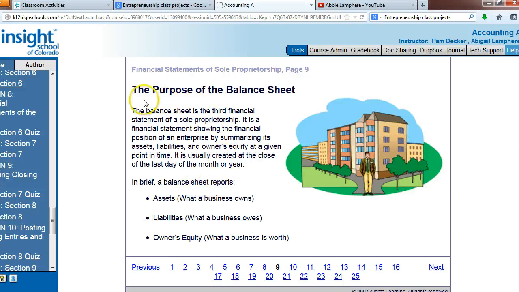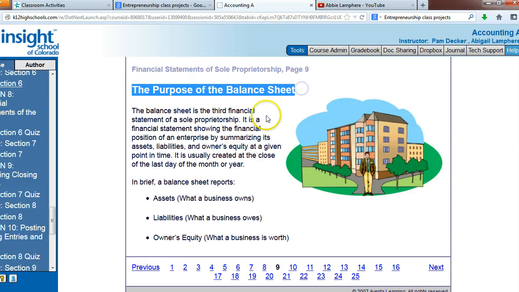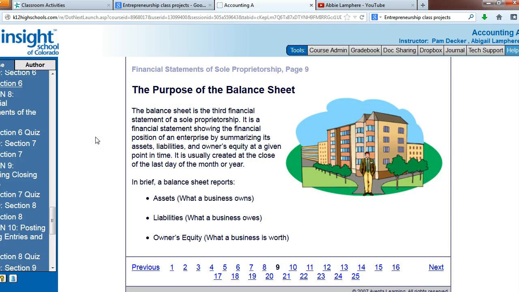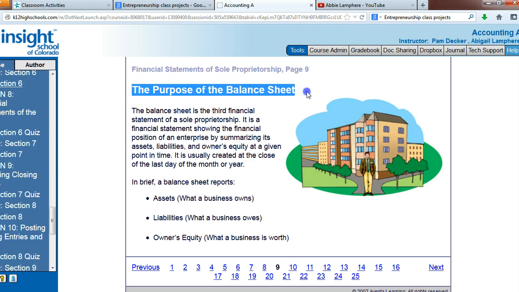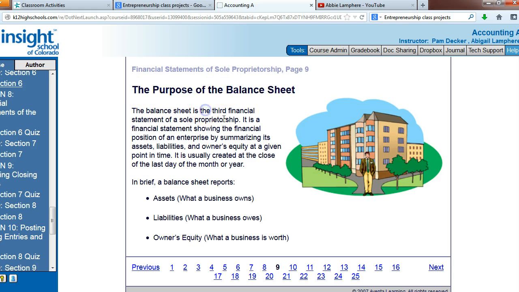Okay, this next video is going to look at the purpose of the balance sheet. In the previous video, we talked about the statement of owner's equity, and the video before that, we talked about the income statement. We need to make sure we prepare them in that order. We have the income statement first, because we need to find the net income or net loss in order to complete our statement of owner's equity. And then we need to find our ending capital for the month in order to transfer that amount to our balance sheet. So that we're preparing this balance sheet third.